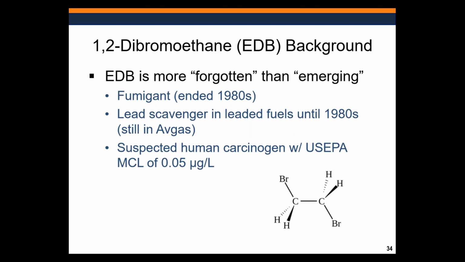Okay, so the next compound I wanted to touch on is dibromoethane, or EDB. It's more forgotten than emerging. It was a fumigant used in the 80s. It was used in leaded fuels, and it's still in avgas as a lead scavenger. It's also a pretty well-known carcinogen. EPA's had an MCL for this compound of 50 parts per trillion since, I believe, 1990. And yet, I'm not sure how many of you have EDB sites. I suspect it's not a lot of you.